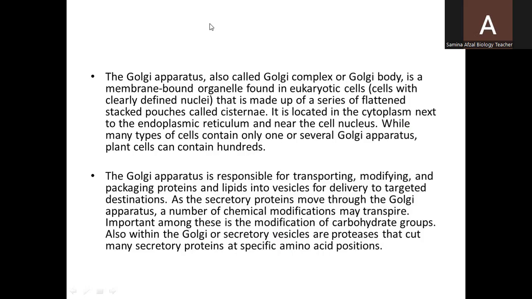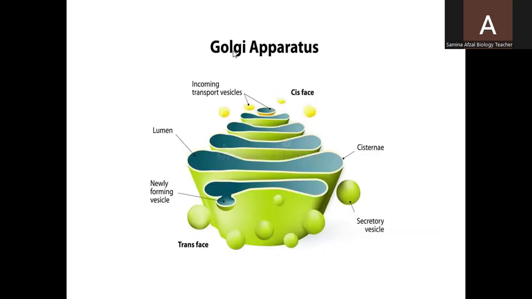I will move back to the previous slide. You can see over here, the structure is very much alike with the endoplasmic reticulum. These are the incoming transport vesicles which are coming from the endoplasmic reticulum. And you can see these pouch-like or sphere vesicle-like structures, which are cisternae.